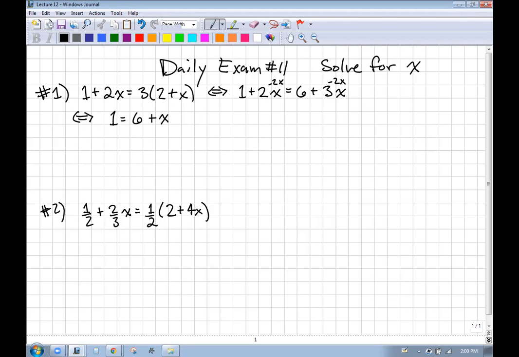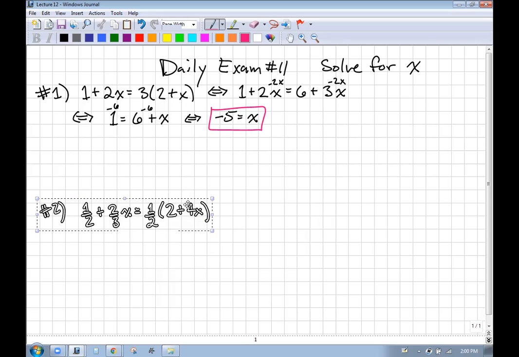Okay. Now we need to get the x by itself. So let's subtract 6 from both sides. And I get minus 5 is equal to x. And that's it. Any questions about that one?